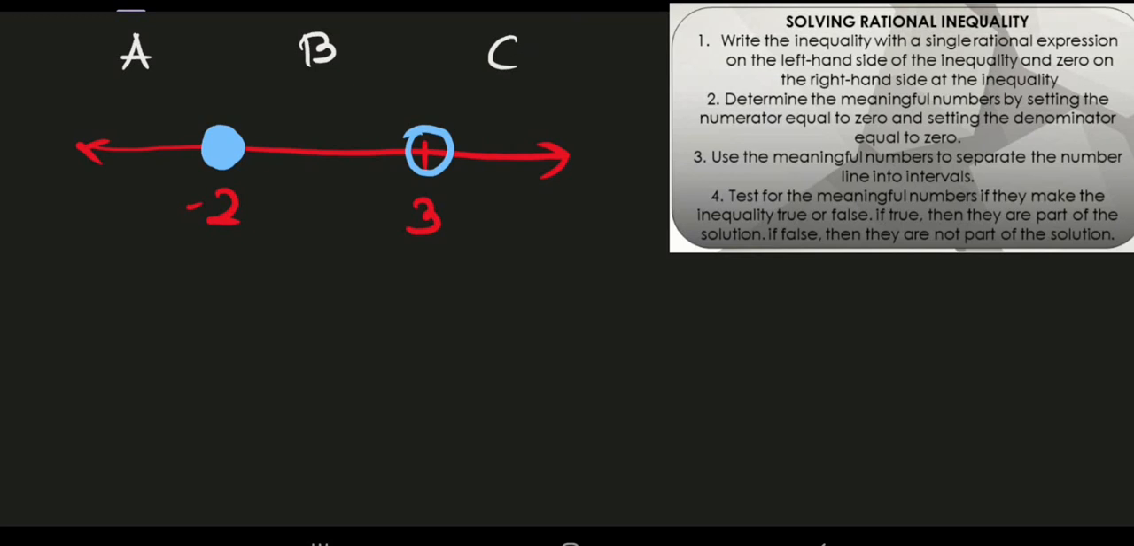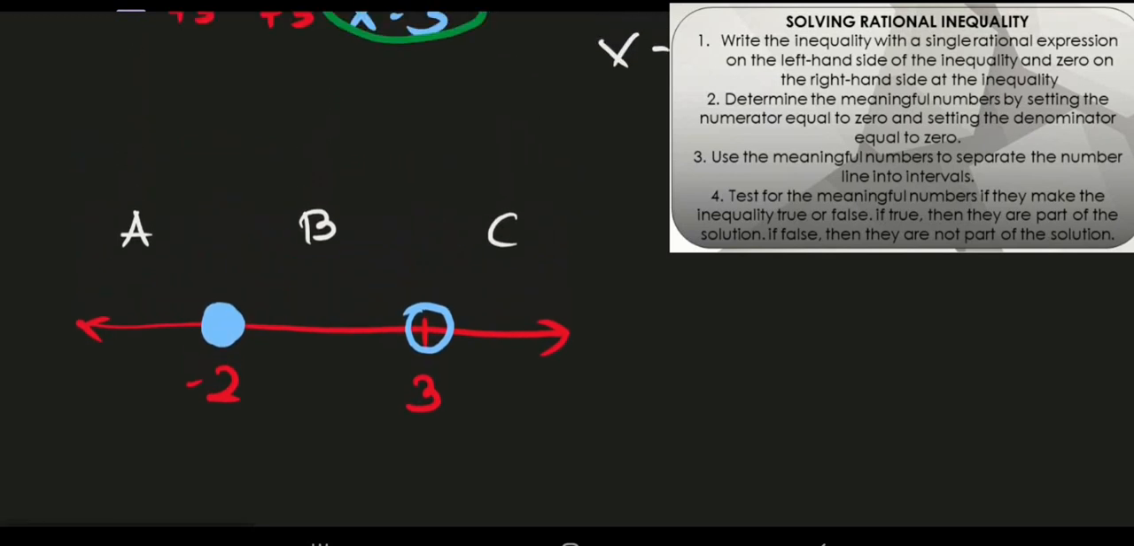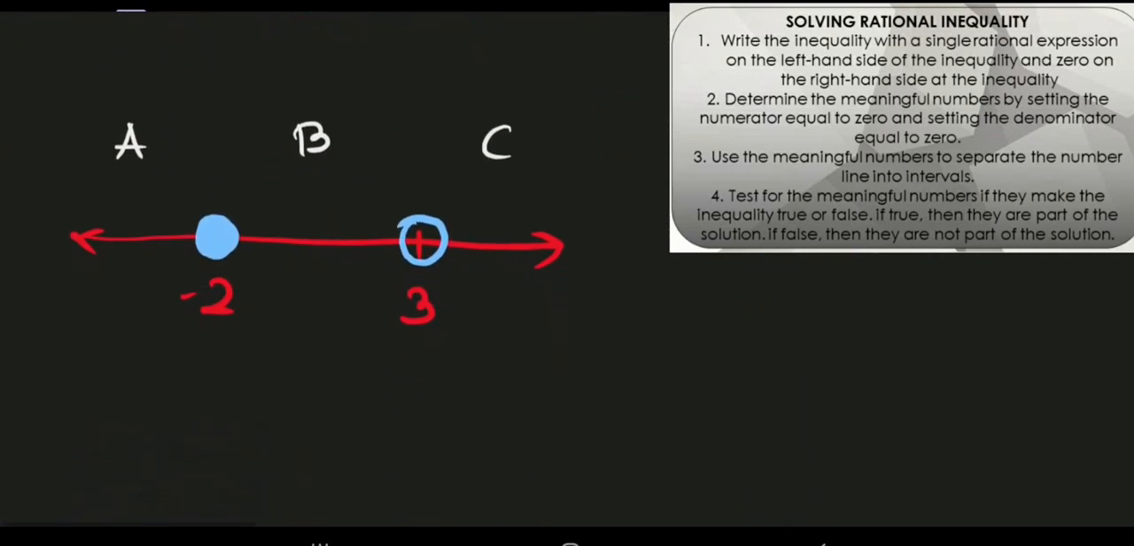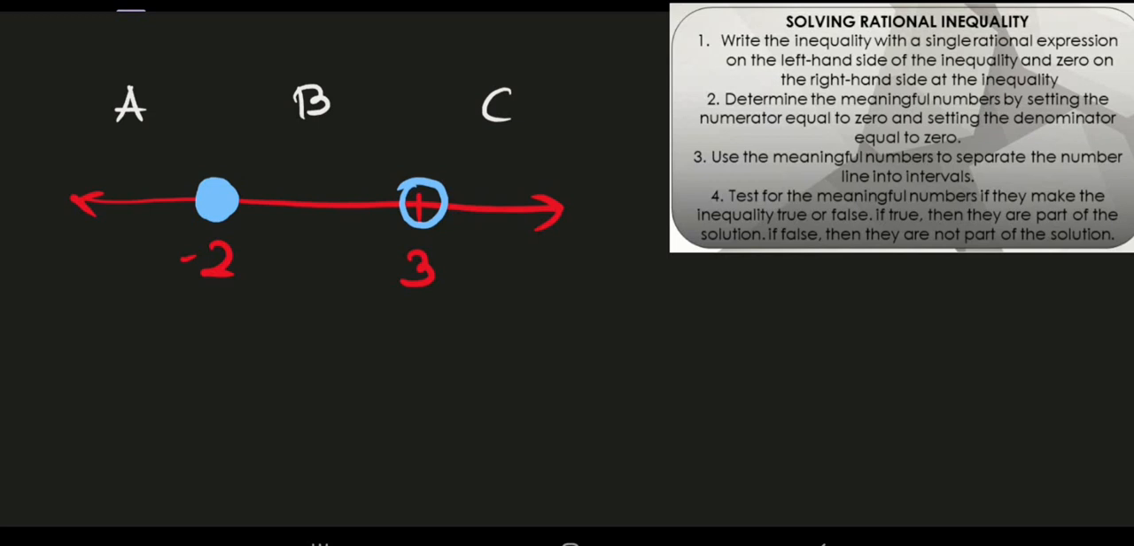So for step number 4, we need to test the meaningful numbers. If they make the inequality true, then they're part of our solution. If false, they're not part of our solution, which is actually similar to our testing here. So we test the meaningful numbers, and next, let's test any value in our intervals.